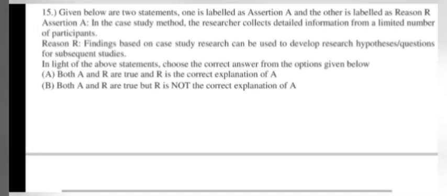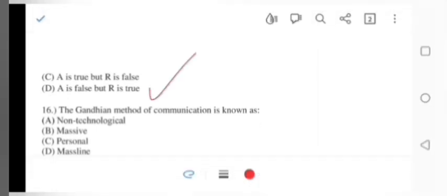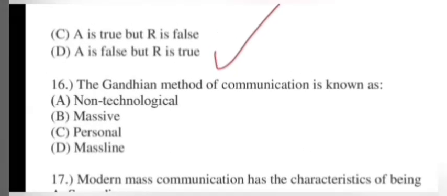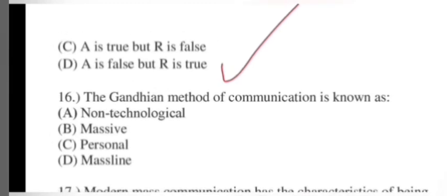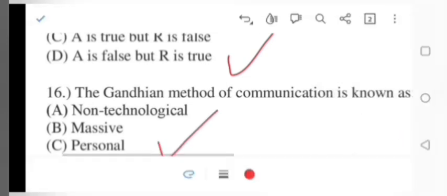I will not read the options, so I will give you the correct option. The correct option is A is false, but R is true. Assertion is false, but reason is true. Now let's go to number 16. Number 16 says the Gandhian method of communication is known as what? Non-technological, massive, personal, mass line. So it will be mass line. Okay.